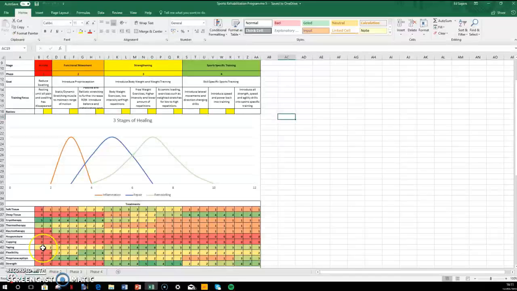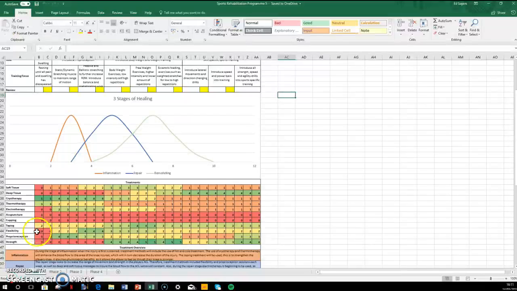I would introduce taping for the athlete because it would strengthen the knee, give it a little bit more strength to it. And I wouldn't introduce any flexibility, proprioception, or strength exercises.